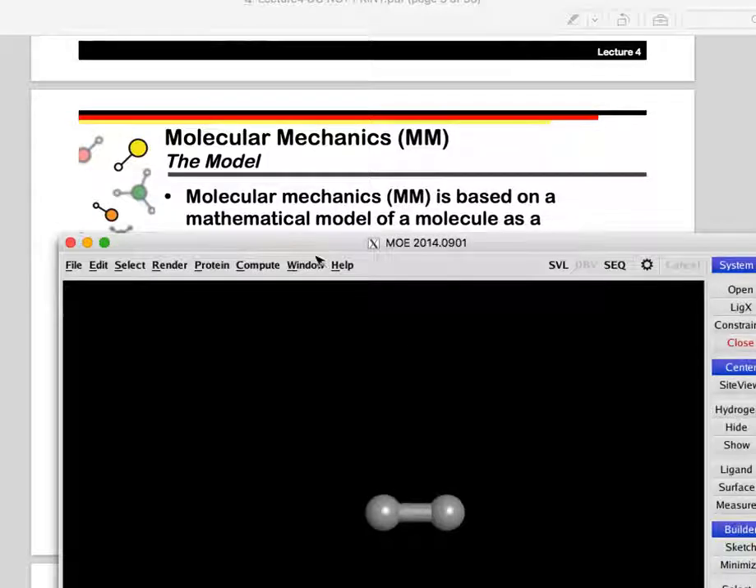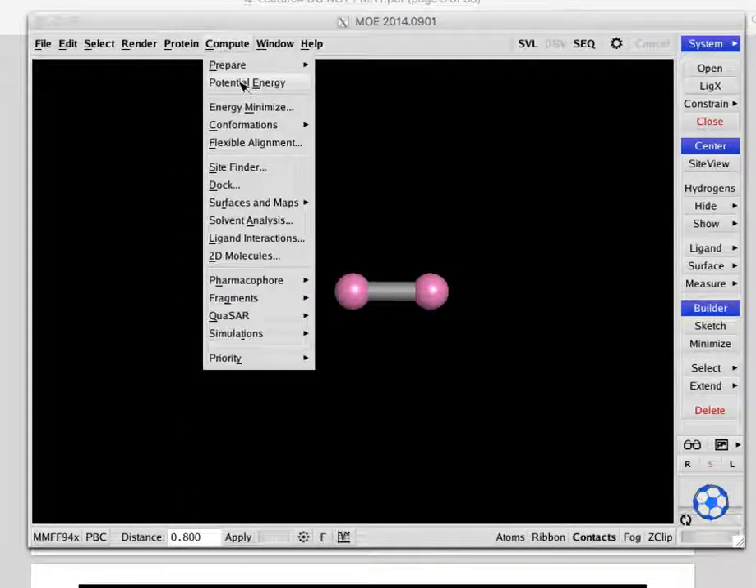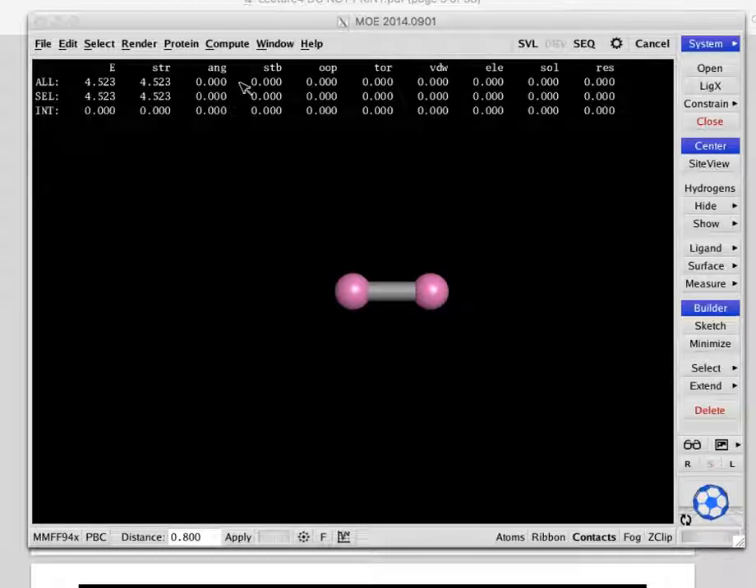I have the MOE window, and in it I drew this hydrogen molecule. It's just two H's. And you see when I select these two H's, we have a certain distance here. The distance is 0.652. So when I stretch this, let's make it 0.8 angstroms, and we calculate the potential energy. You see that we have a certain energy associated with it. The energy of this molecule is 4.5.